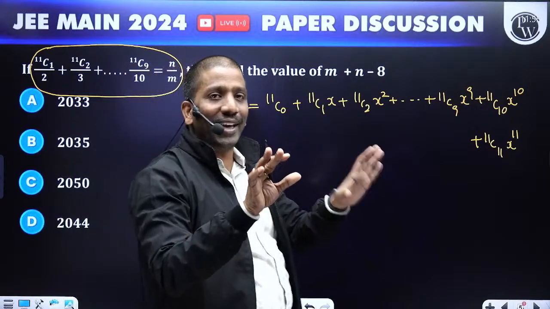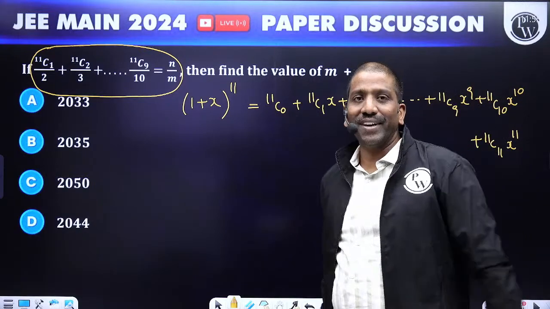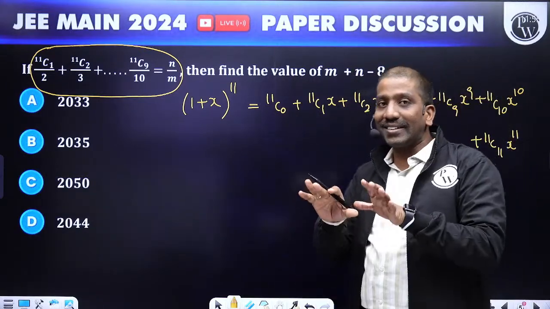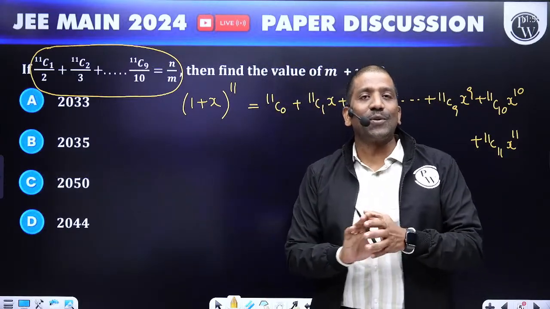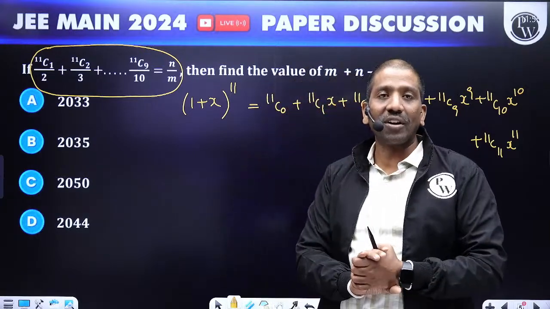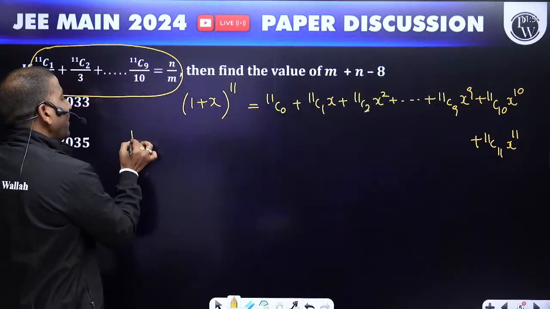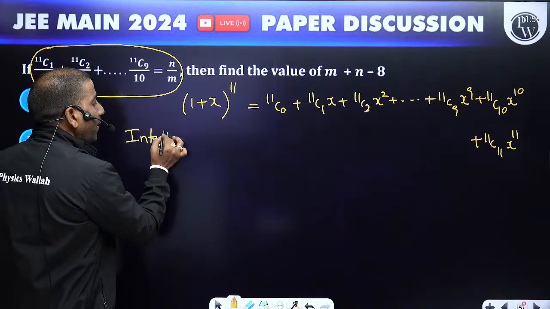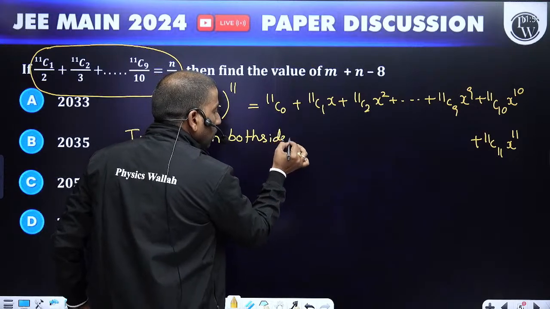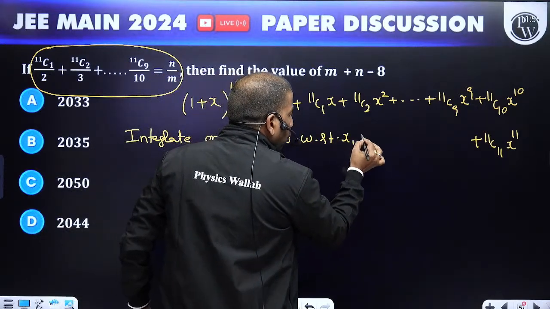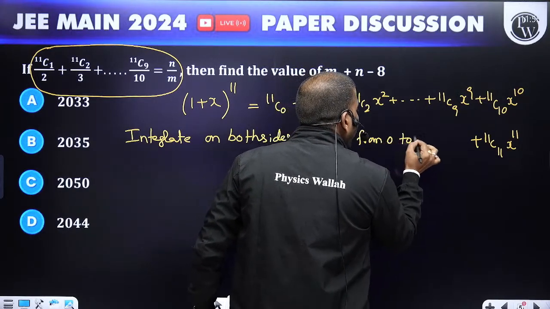standard binomial expansion. So what we do in such series is, right, standard question, but it is not in this year's syllabus. Binomial properties is from the removed syllabus. Let us see what NTA will do in the final key. Here, in order to get it, we integrate on both sides with respect to x from 0 to 1.